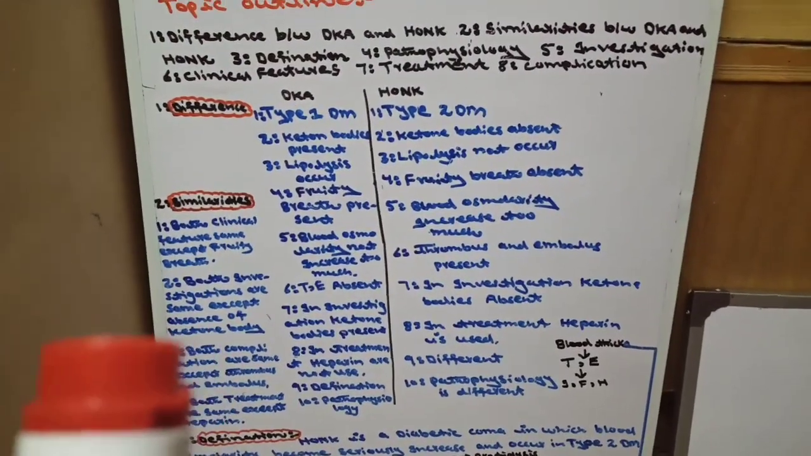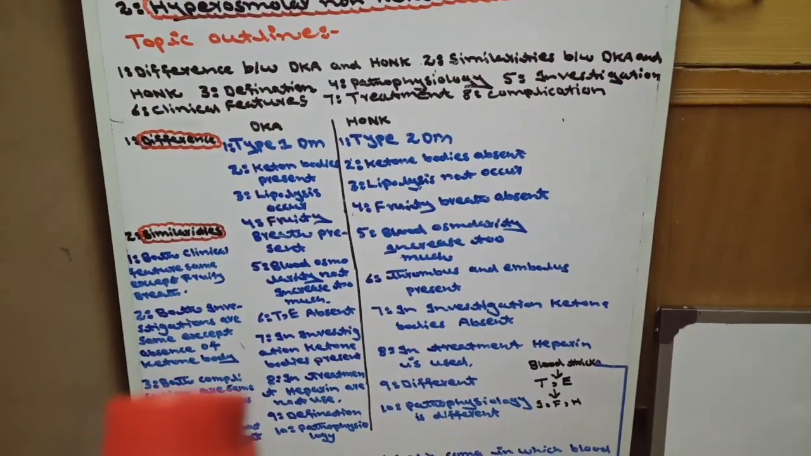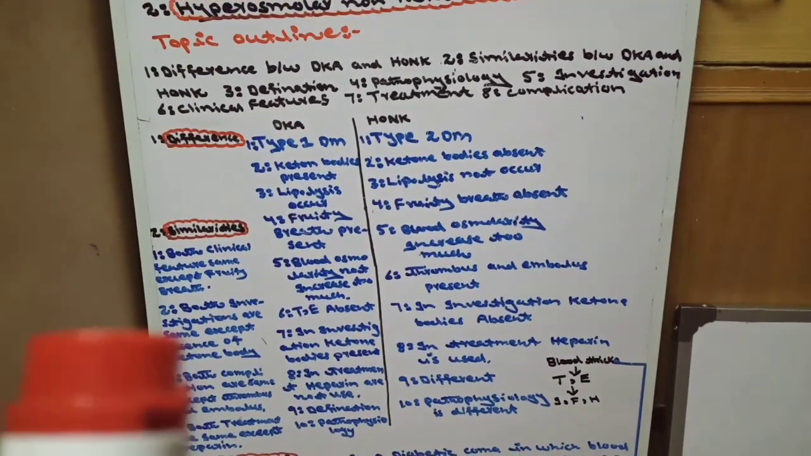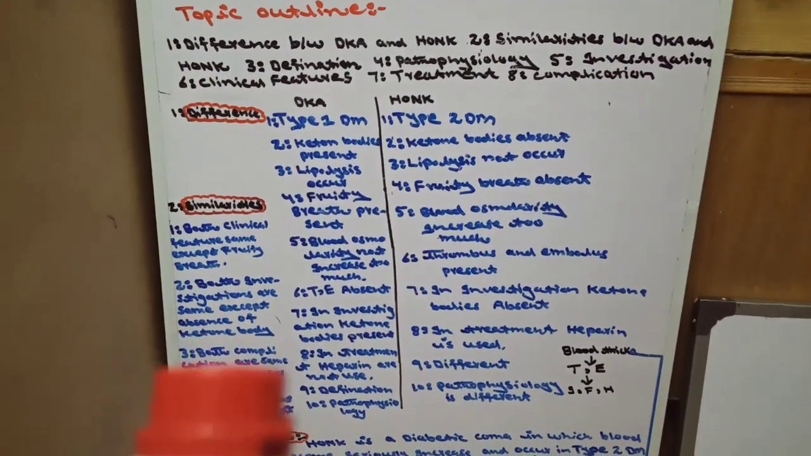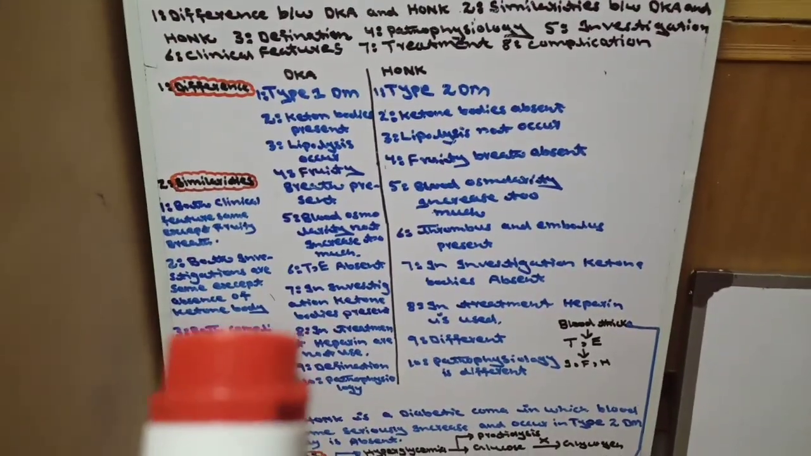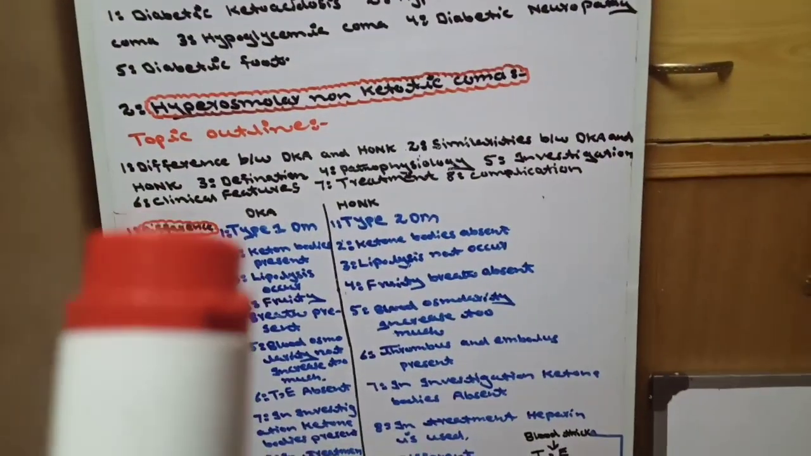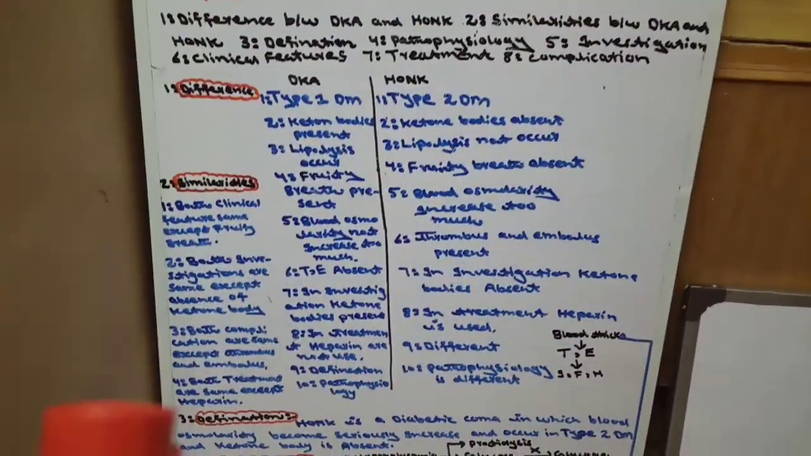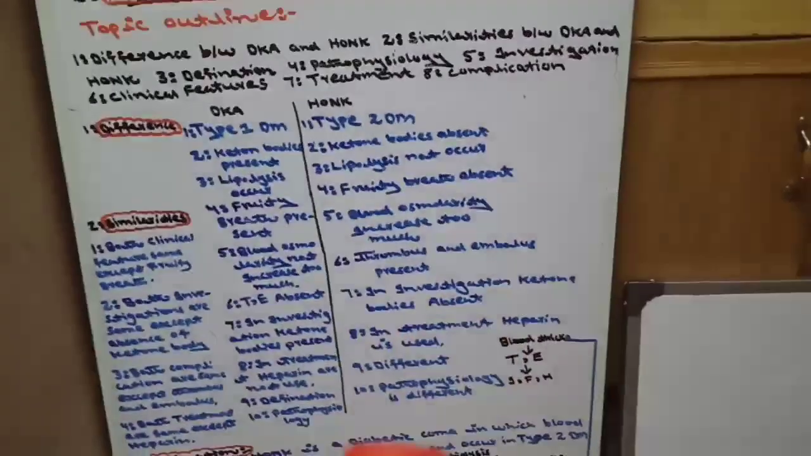Number two, both investigations are the same except absence of ketone body. Both investigations of diabetic ketoacidosis and hyperosmolar non-ketotic coma are the same, but in hyperosmolar non-ketotic coma, ketone bodies will be absent in urine analysis and in blood analysis. Number three, both complications are the same except thrombus and embolus. Both diabetic ketoacidosis and hyperosmolar non-ketotic coma complications will be the same except thrombus and embolus. Thrombus and embolus are only present in hyperosmolar non-ketotic coma. Why? Due to blood thickness.